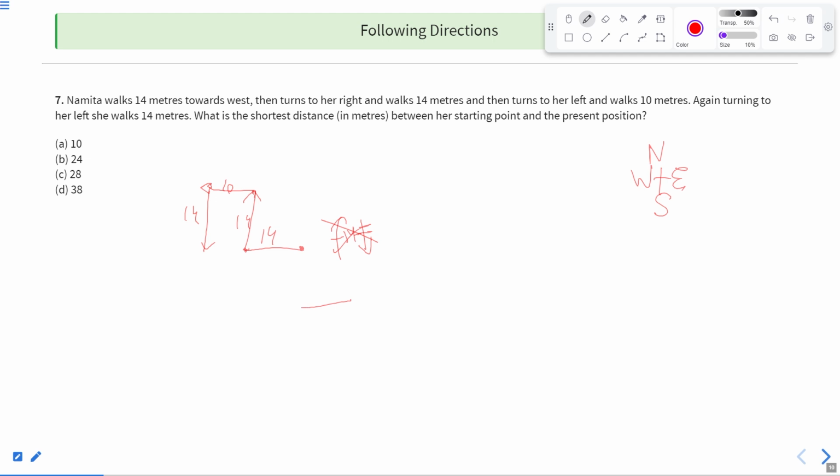So we have two components now. The west she went 14, and the second time she turns left and walks 10. These two are the only components that matter. Therefore, this is equal to 24. We have two vectors, one of 10, one of 14. So total is 24 left, which is B.